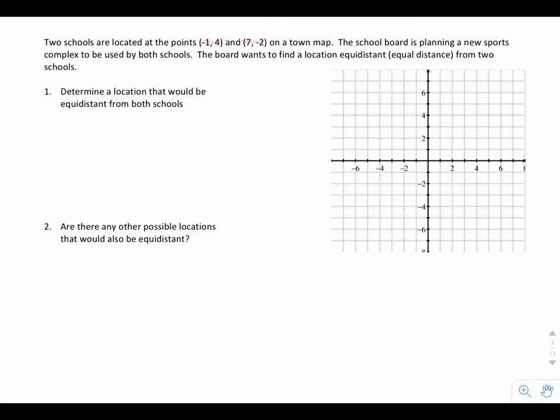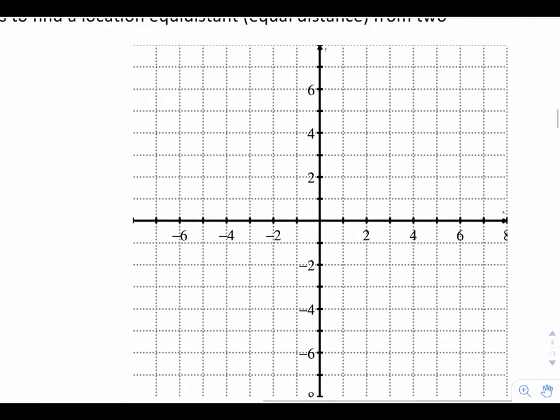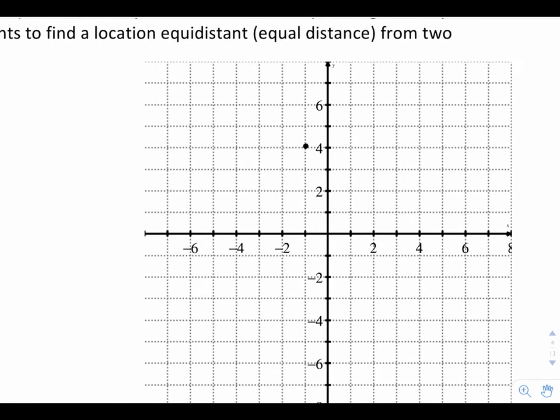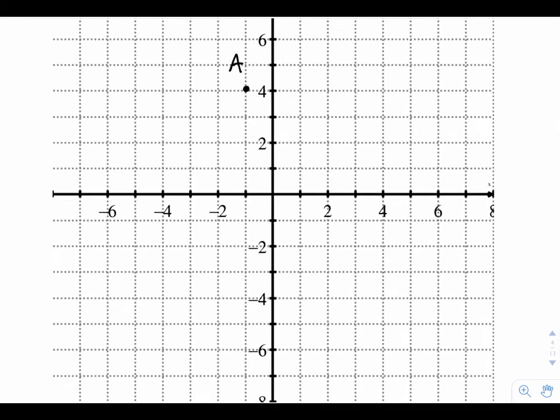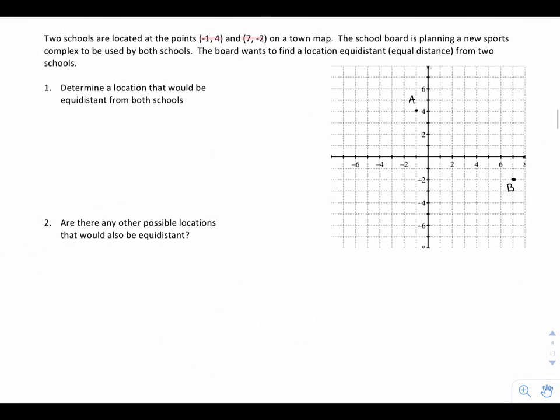So before we even begin looking at these questions, why don't we just plot these points? The first one is -1, 4. So that'll bring me up here. And we'll call this school A. The second one is 7, -2. So across 7, down 2, this is school B. Okay, those are our two schools. Let's get on to the question.